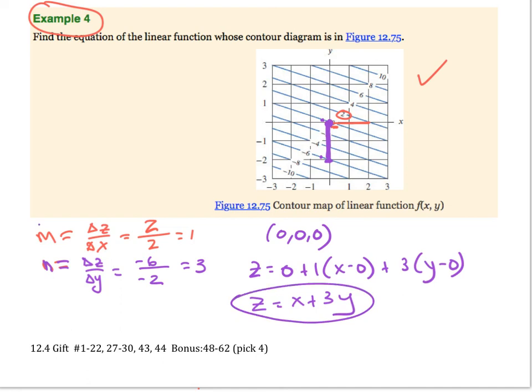So a lot of this is figuring out what's my slope in the x direction, what's my slope in the y direction, and get a point. Then you should be able to write the equation of the plane.